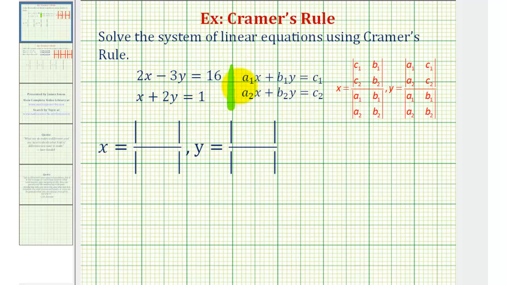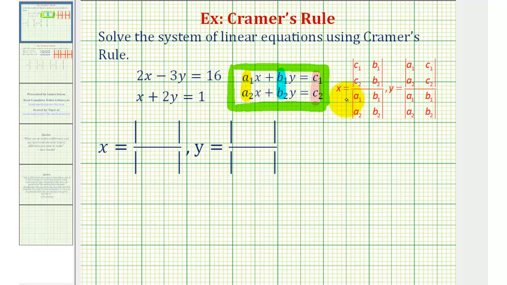this form here. If the linear equations are in this form, then the solution, or the value of x and y that satisfy both linear equations, is given by the quotient of these 2 by 2 determinants. Notice that a sub 1 and a sub 2 are the coefficients of x, b sub 1 and b sub 2 are the coefficients of y, and c sub 1 and c sub 2 are the constants.